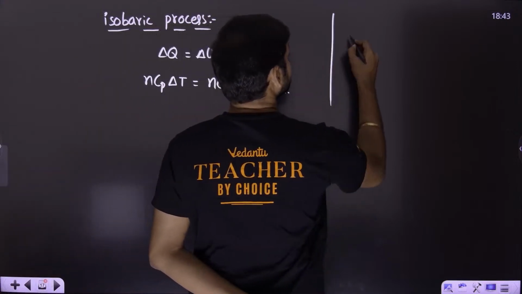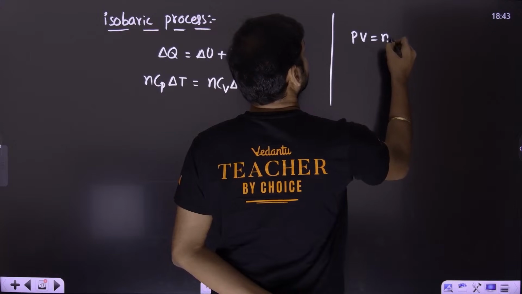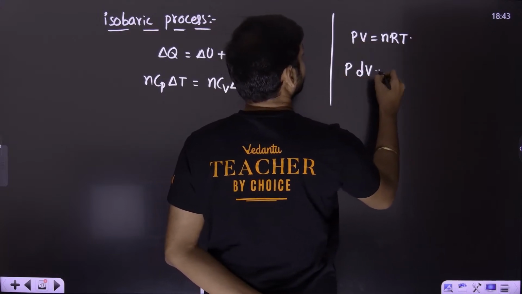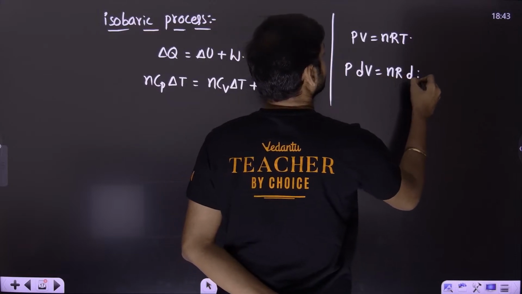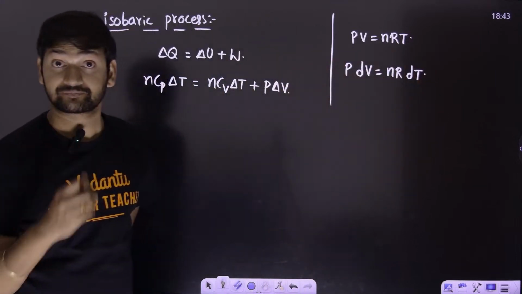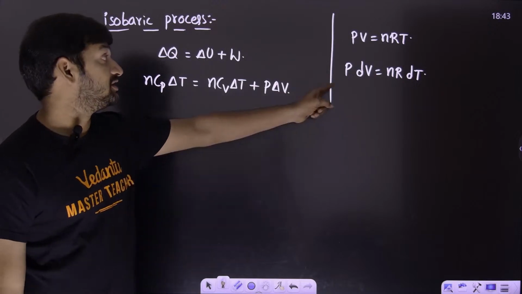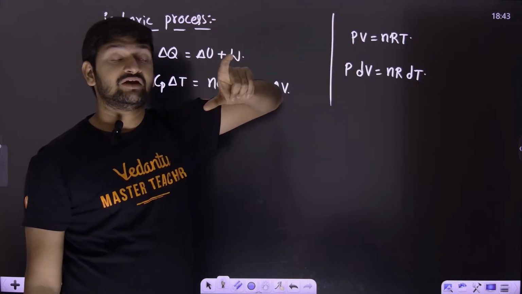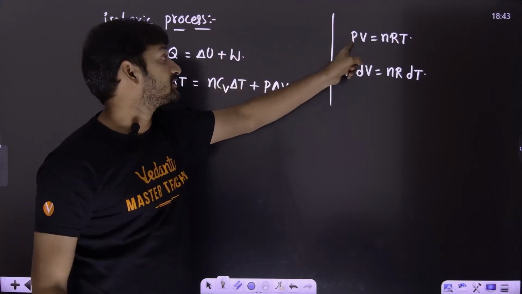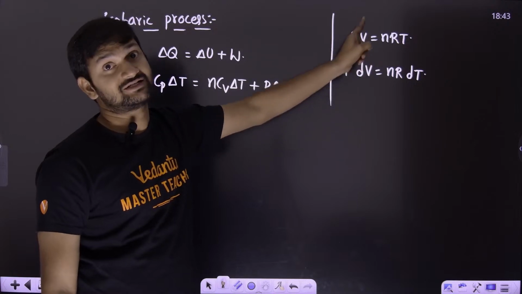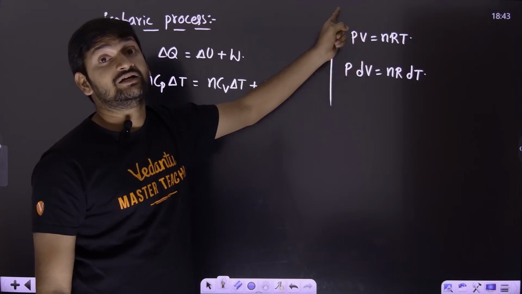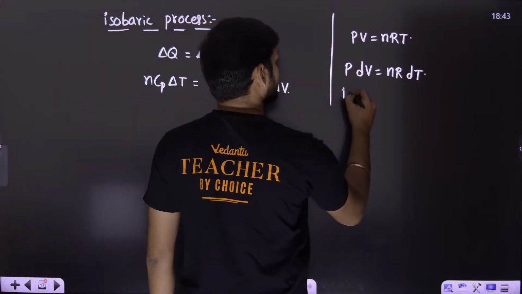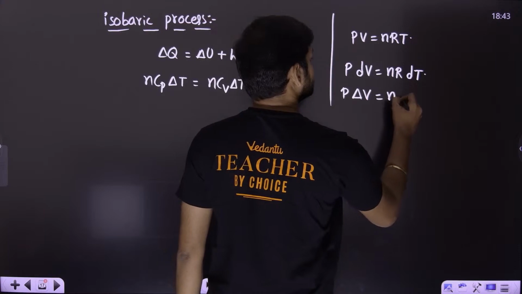For your kind information, when we talk about PV equals nRT, pressure is constant. So P into change in volume is nR into change in temperature when I differentiate, because P is a constant, so when I am differentiating, dP will be 0. You know, right? When two things are multiplied, first you differentiate the first one, keep the other one as is, then you keep the first one as is and differentiate the second one. Here the differentiation of the first one will be 0 because pressure is constant. Then P delta V can be written as nR delta T.